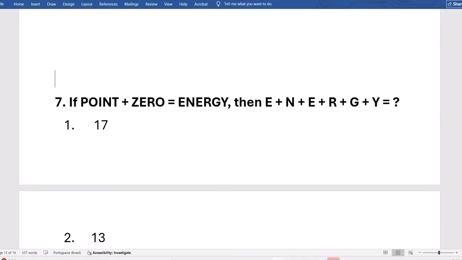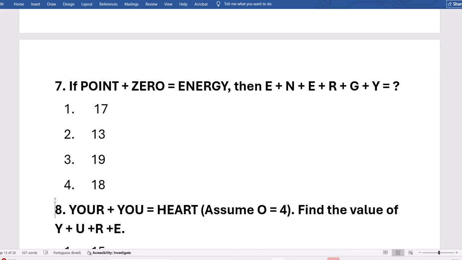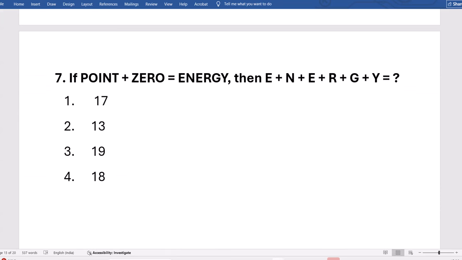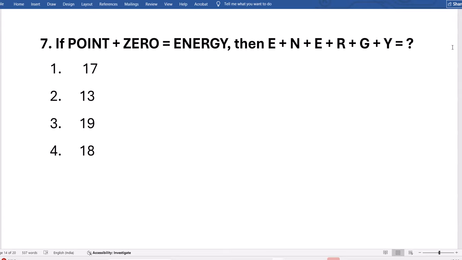Point plus 0 equal to energy. Energy value you have to calculate. Here also no clues. You have to solve this. Good thing at least there are some repeated letters. E is repeated in many places. O repeated somewhere. R repeated. Somewhere you get stuck, then try trial and error, please.